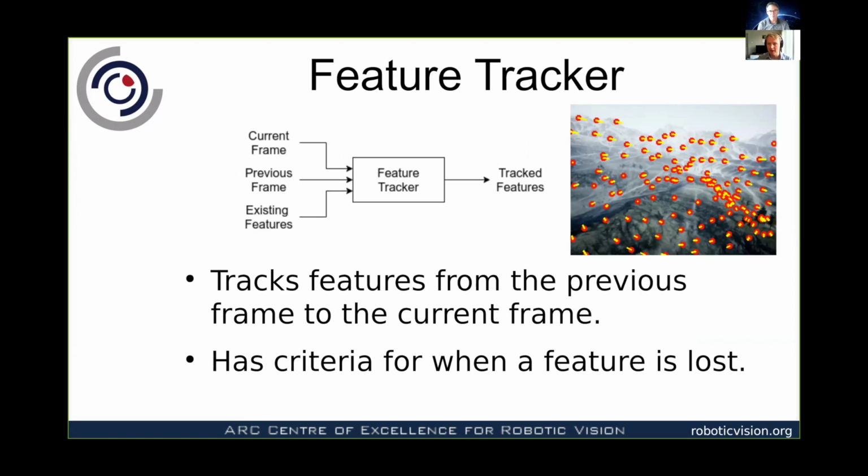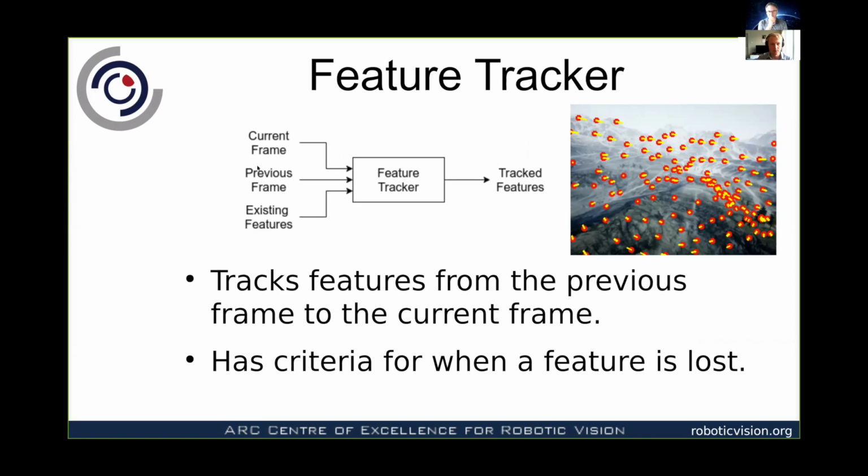And then you need to track features. Sorry, I'll move this out of the way. Okay. So you can see in this picture, the red circles are where the features are now, and the yellow lines are where they've come from.